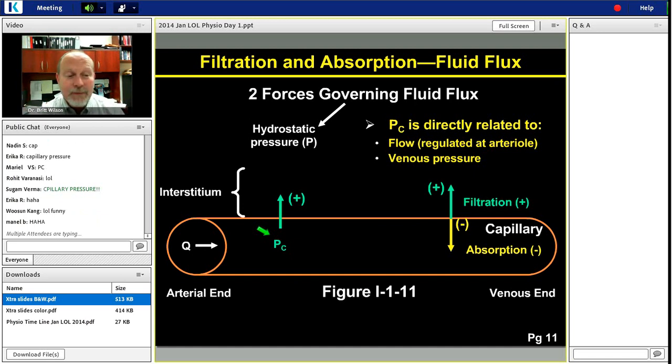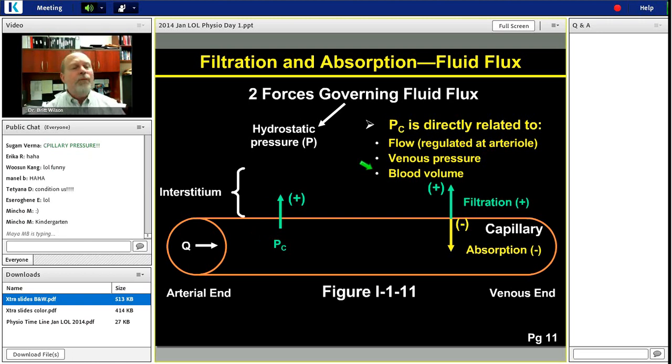And that's a very important high yield thing to remember. You'll see we'll bring it in several times. Because if capillary pressure goes up, that promotes filtration. Third factor that will influence hydrostatic pressure in the capillary, directly related, will be blood volume. Hopefully that makes sense, because pressure and volume are directly related. The greater the volume, the greater the pressure. So those are going to be our three things. That's going to be part of our core. We need to know those three things, and we'll just apply them again and again.